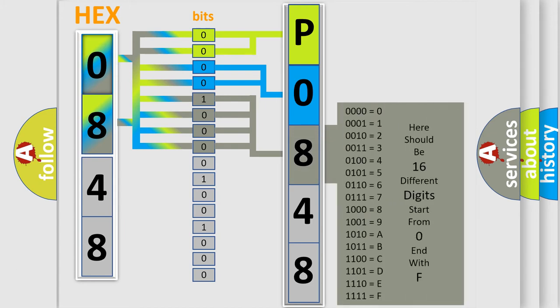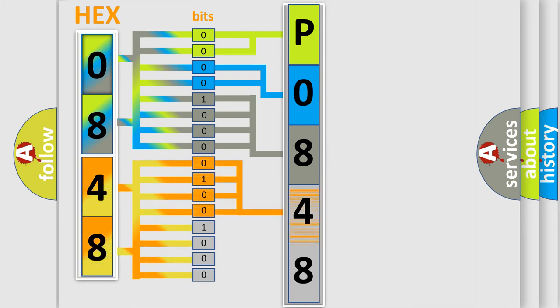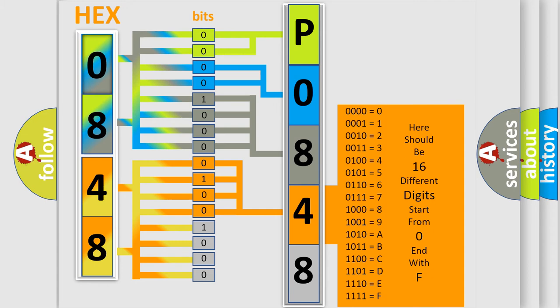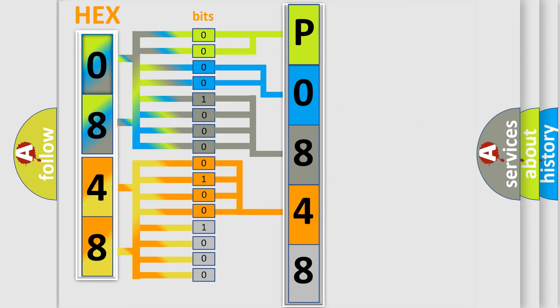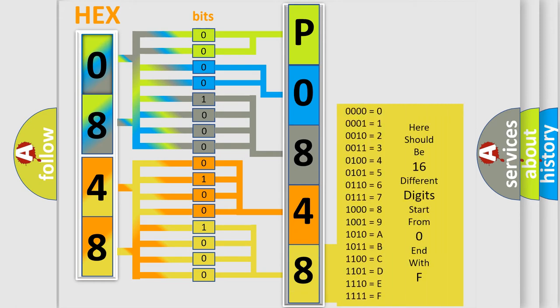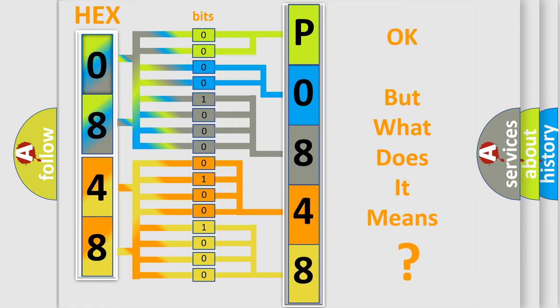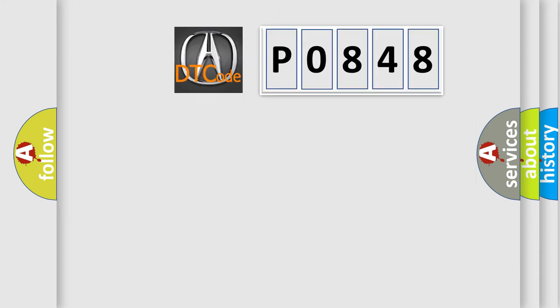The second byte is composed of a combination of 8 bits. The first 4 bits determine the fourth character of the code, and the combination of the last 4 bits defines the fifth character. A single byte conceals 256 possible combinations. We now know in what way the diagnostic tool translates the received information into a more comprehensible format. The number itself does not make sense to us if we cannot assign information to what it actually expresses. So, what does the diagnostic trouble code P0848 specifically mean for car manufacturers?